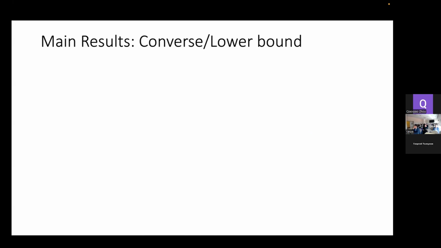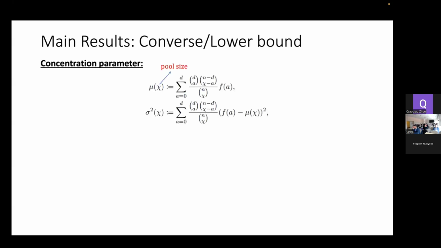In order to complement our achievability, we also derive the information theoretical lower bound. An information theoretical lower bound means that no matter what kind of strategy you use, the number of tests is always larger than some bound. In order to introduce the information theoretical lower bound, let me define the concentration parameter.